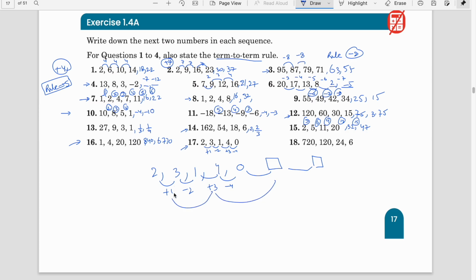When we look at the sequence 1, 3, this is 5. So 0 plus 5 is 5. Minus 6. So this is minus 1.